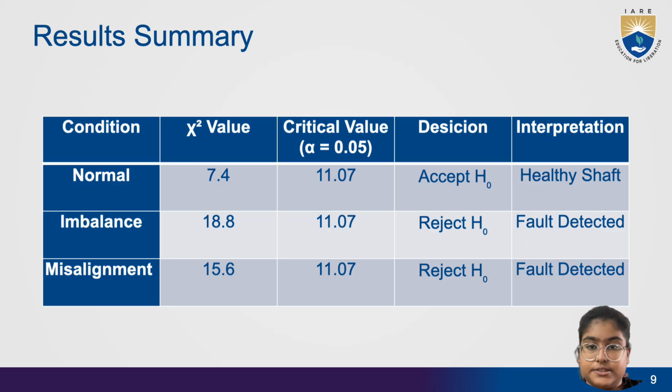For the imbalance condition, the value was 18.9, exceeding the critical value. So the null hypothesis was rejected. The data no longer matched the expected pattern. Similarly, for misalignment, the value was 15.6, again above the threshold, confirming abnormal behavior. So, the test successfully distinguished normal and faulted conditions using a simple yet powerful statistical approach.